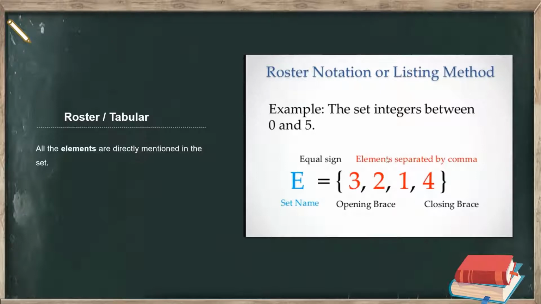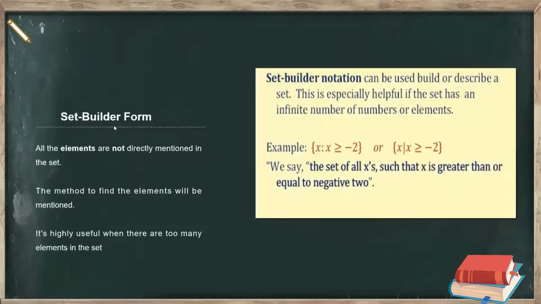Now, whenever we write a set, any type of set, this is how we write it. First, we write the set name, then we write equal to, and then we define the set. Set builder form. Look at the term and try to find out the meaning of it. Set builder. That means this form helps us to build the set.